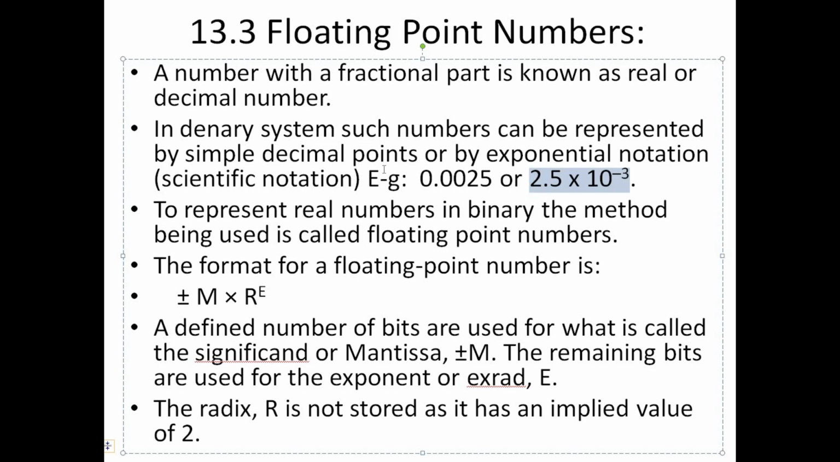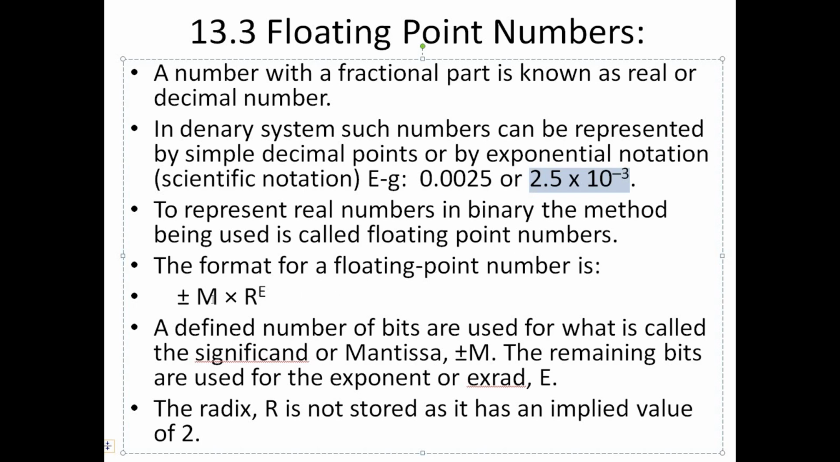Now if you want to represent these numbers in binary, we have a method for that, which is known as floating point numbers, because normally, as you know, binary numbers cannot have a sign. That's why we use 2's complement. Binary numbers cannot have symbols as well, such as a decimal point. So for that we use a special method known as floating point numbers, so that we can represent such decimal numbers in standard form or scientific notation in binary.